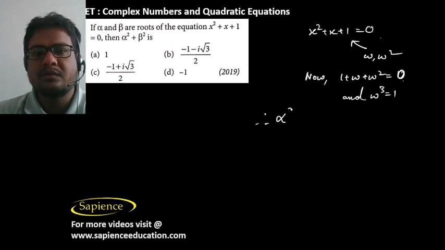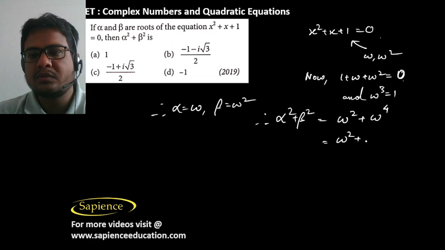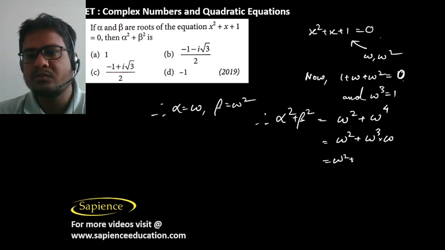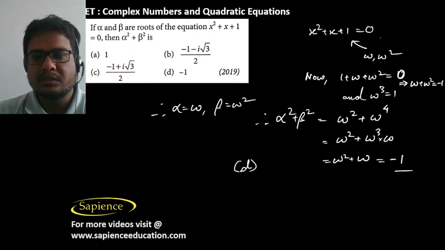Now therefore we can say that alpha is equal to omega and beta is equal to omega square. Now alpha square plus beta square will be omega square plus omega to the power 4. Now this we can write as omega square plus omega cube into omega. So omega cube is 1, so this will be omega square plus omega. So from here we can see that omega plus omega square is equal to minus 1. So option D is the correct answer.